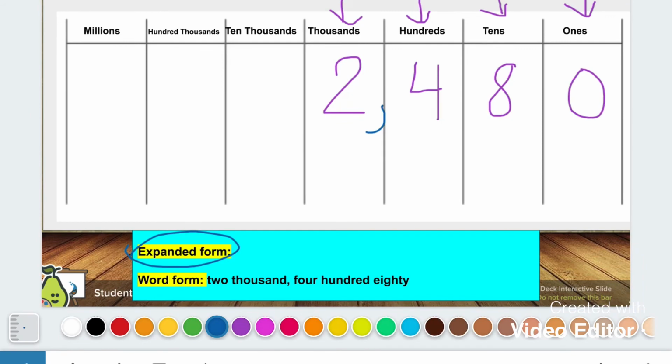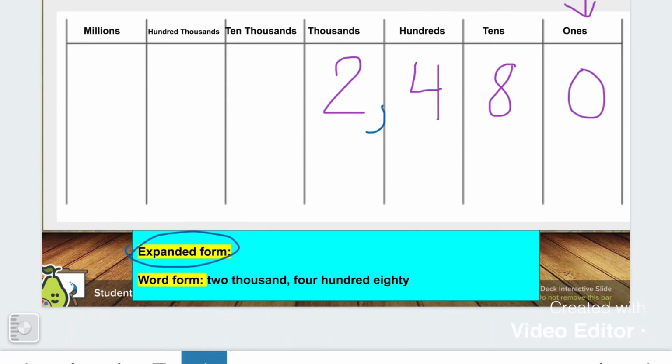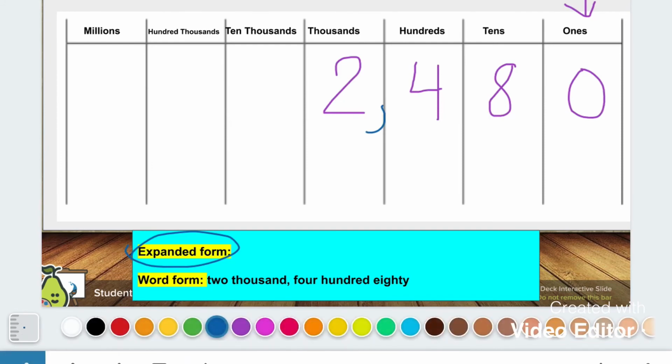Now let's write it in expanded form. Remember, expanded form shows the value of each individual digit. So looking back at my ones place, let's find the value of our 0. I have 0 ones. What's the value of that 0 in the ones place? You guys are so right. There is no value, so we're going to skip it. Now let's move to our tens place. I have an 8 in the tens place. What's the value of my 8? Good job.